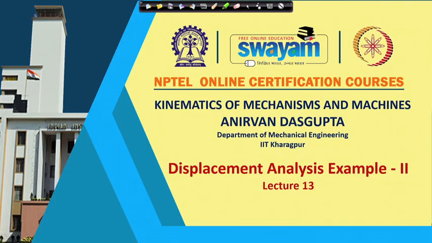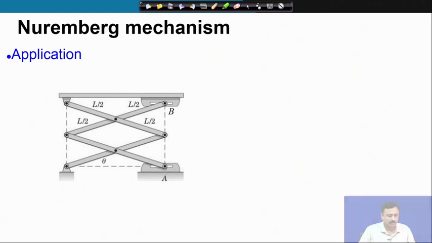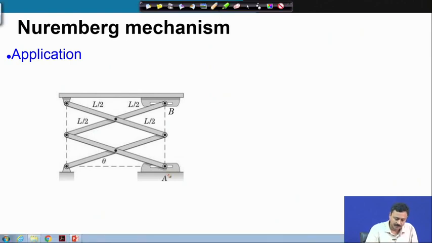I am going to now discuss another example related to displacement analysis of constraint mechanisms. This is the Nuremberg mechanism. You must have seen it in many places. So, we have here a slider which moves in this slot, and as it moves, this platform moves vertically up or down.